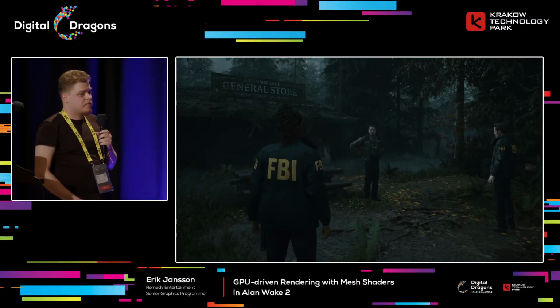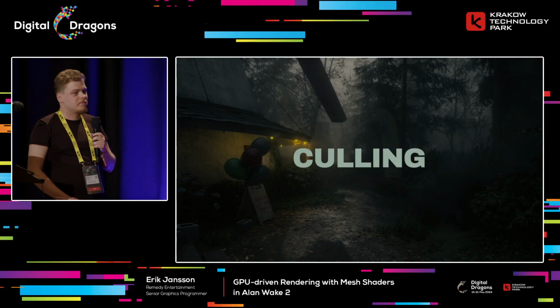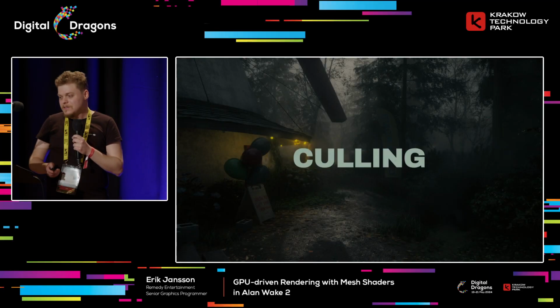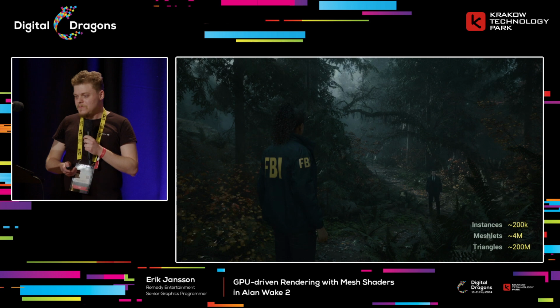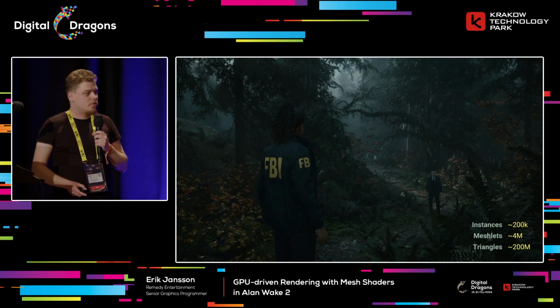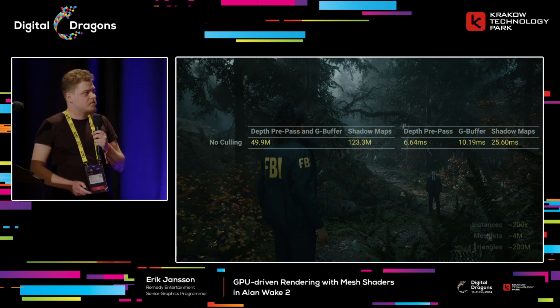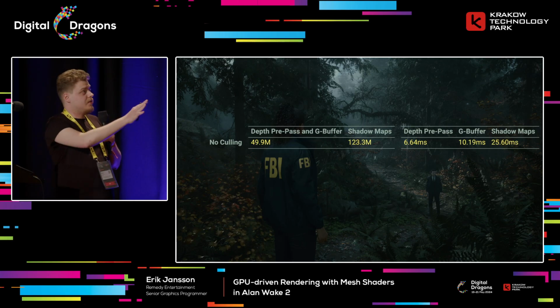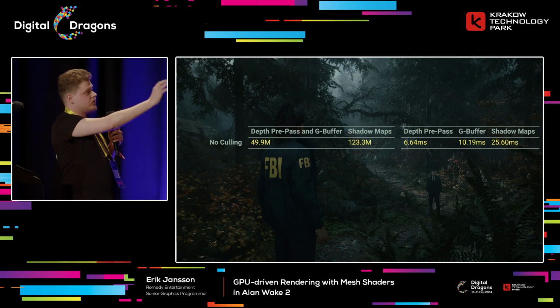So with that many meshlets, the question comes, how do you draw them? And you don't. You cull them. So let's talk a bit about culling. In that scene there, we had around 200,000 instances, 4 million meshlets, and 200 million triangles. You could naively try to render this, and we'll be looking at a few tables here, so maybe we can try to understand what these are.